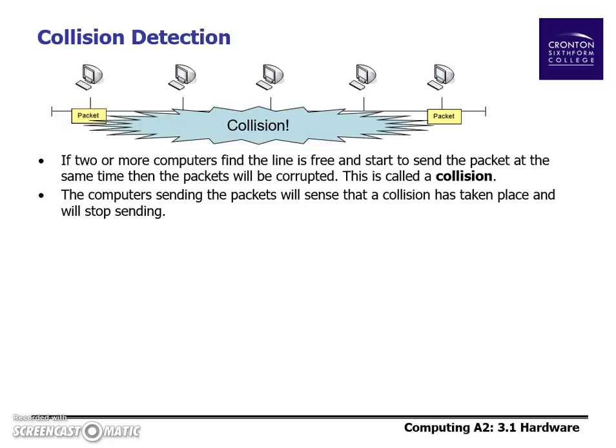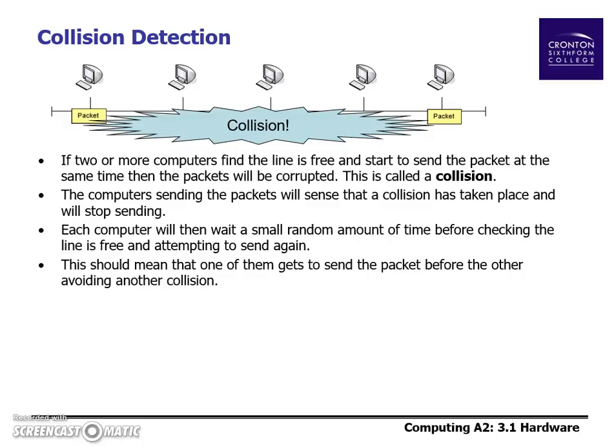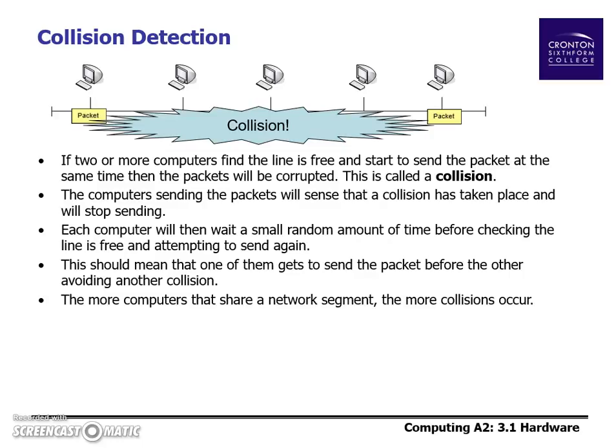The computer sending the packets will then sense a collision has taken place and will stop sending any data. Each computer will then wait a small random amount of time, there is no fixed time limit on this, before checking the line is free and attempting to send again. This should mean that one of them gets to send the packet before the other, avoiding another collision. The more computers that share a network segment, the more collisions occur.